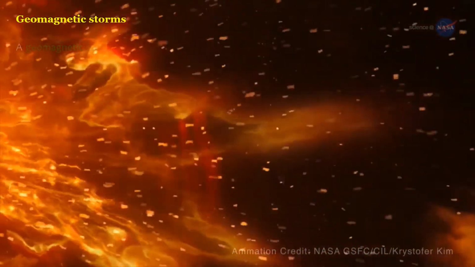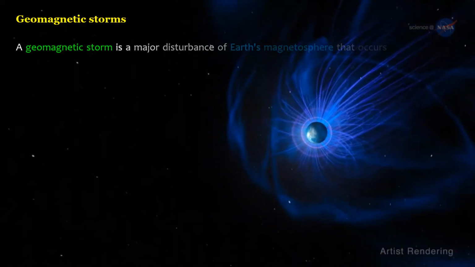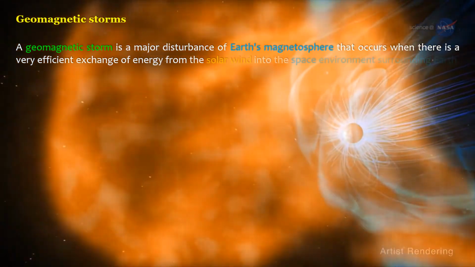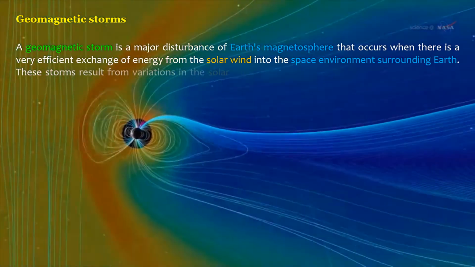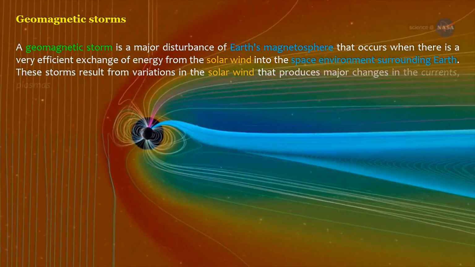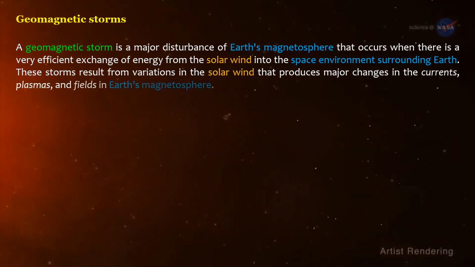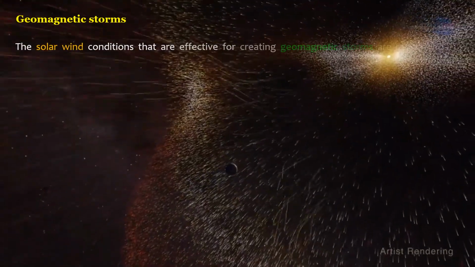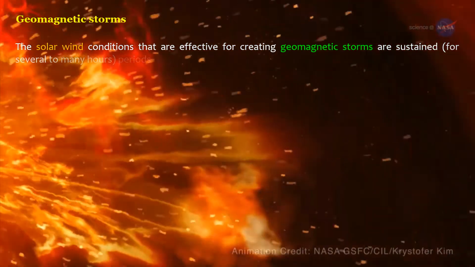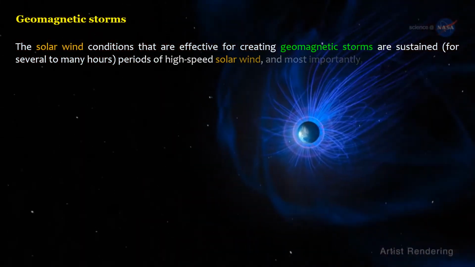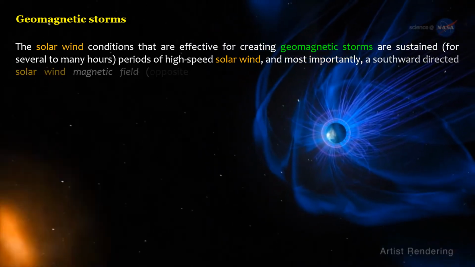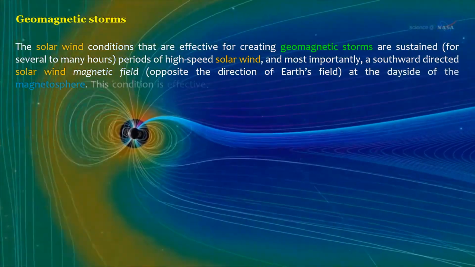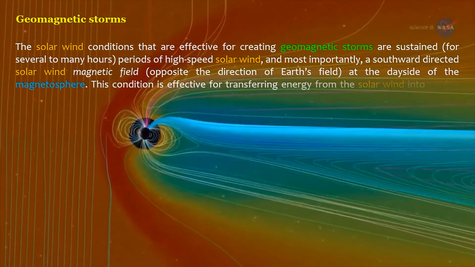Geomagnetic storms. A geomagnetic storm is a major disturbance of Earth's magnetosphere that occurs when there is a very efficient exchange of energy from the solar wind into the space environment surrounding Earth. These storms result from variations in the solar wind that produces major changes in the currents, plasmas, and fields in Earth's magnetosphere. The solar wind conditions that are effective for creating geomagnetic storms are sustained, for several to many hours, periods of high-speed solar wind, and most importantly, a southward-directed solar wind magnetic field, opposite the direction of Earth's field, at the day side of the magnetosphere. This condition is effective for transferring energy from the solar wind into Earth's magnetosphere.